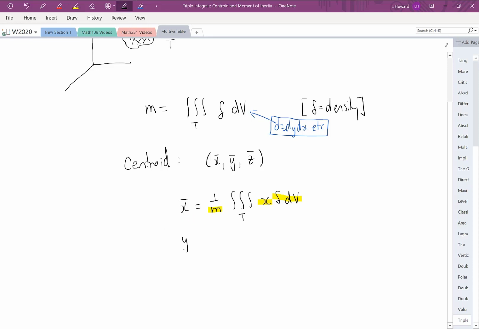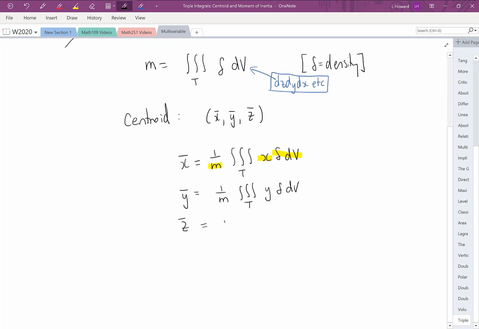If you wanted your y bar or z bar coordinate, it would be exactly the same formula, but just with a different variable in the integrand. So the triple integral of y delta dV divided by the mass if we wanted y bar. If we wanted z bar, 1 over the mass, triple integral over our solid region, z delta dV.